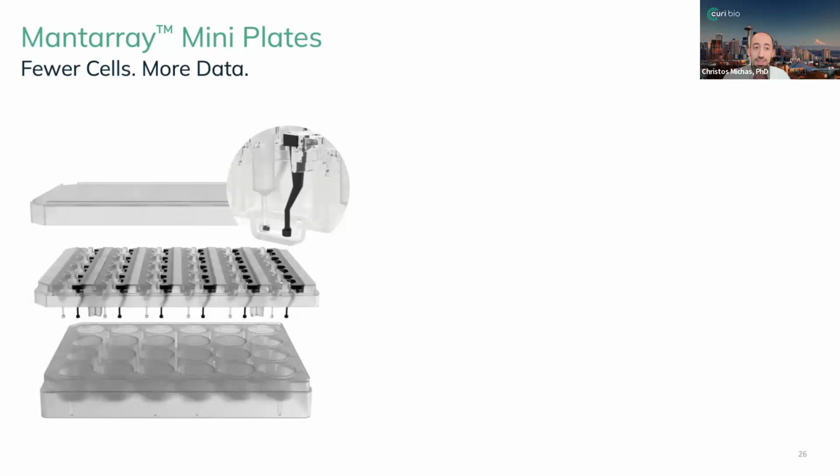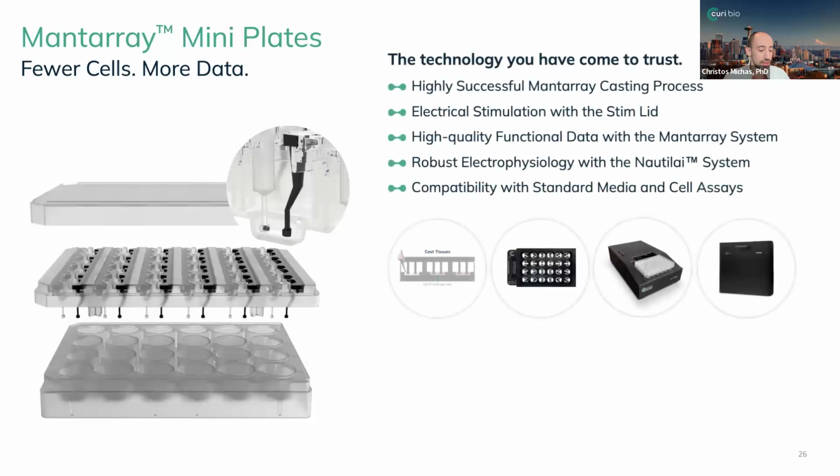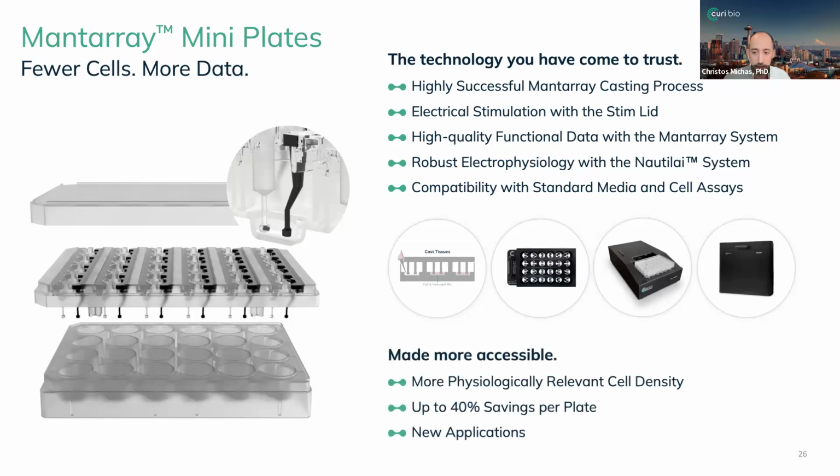In summary, I presented you the Mantarray Mini Plate, and I told you that the Mantarray Mini Plate retains all the amazing benefits of the Mantarray Plate, that is high casting success rate, stimulation with a stimulant, functional data with the Mantarray system, electrophysiology with the Nautilus system, and compatibility with standard media and cell assays. And beyond that, you also get improved cell density, substantial savings, and new applications as I presented the neuromuscular junction model that we created.